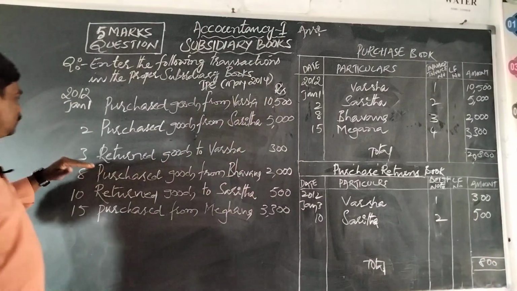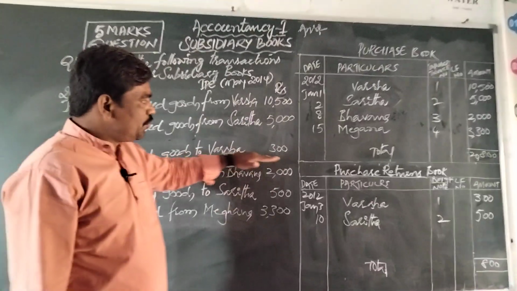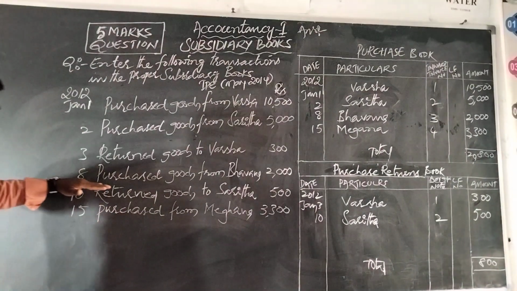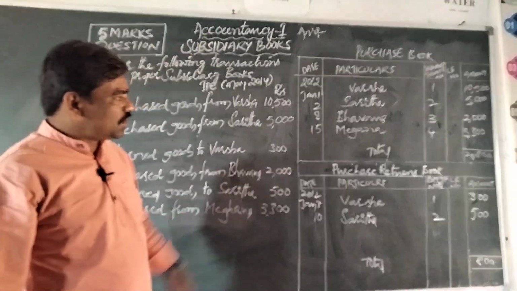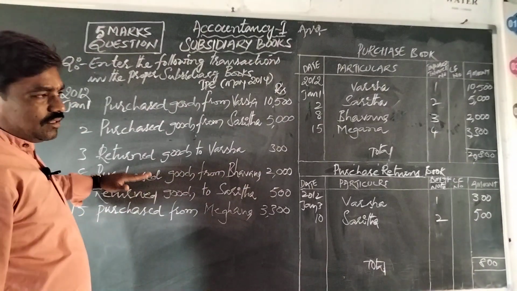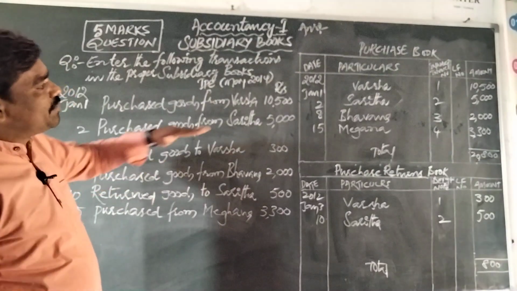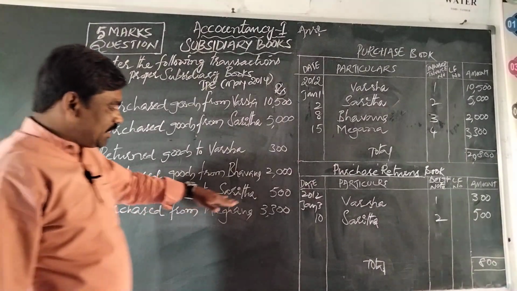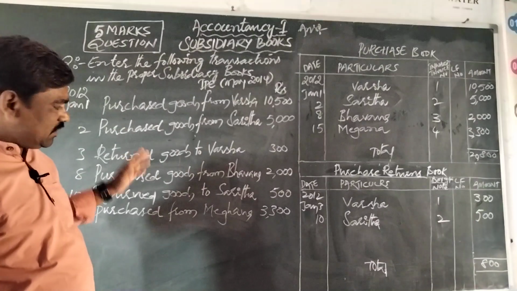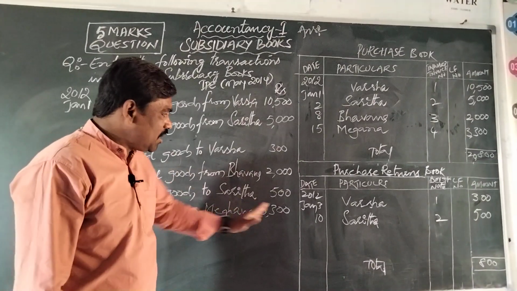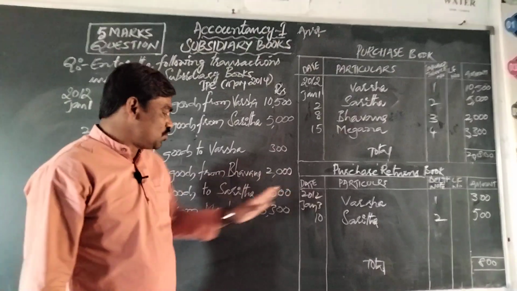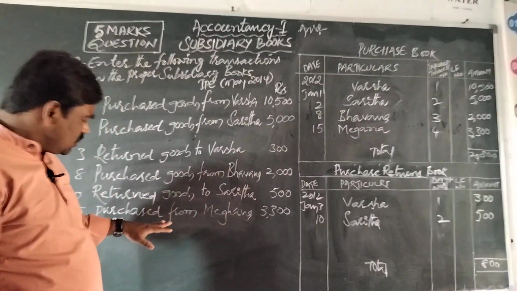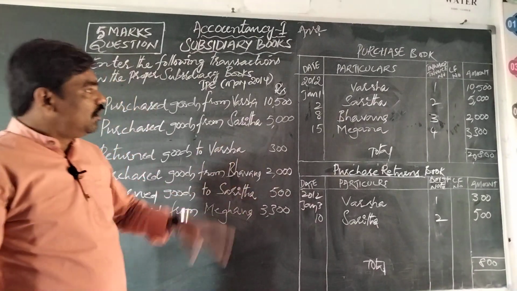January 3rd, returned goods to Varsha, rupees 300, that is purchase returns, so it comes in the purchase returns book. Next, purchased goods from Bhavana, rupees 2,000. It is a credit purchase, so it comes in the purchase book. Then returned goods to Sarita. Another day we purchased goods from Sarita, and now we are returning goods to Sarita, which is treated as purchase returns, written in the purchase returns book. Next, purchased goods from Meghana, a credit transaction, comes in the purchase book.